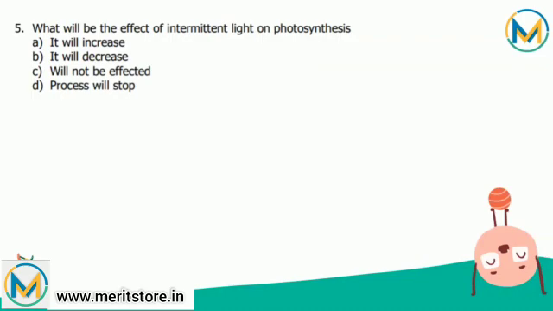But in discontinuous light, that is intermittent light, ATP and NADPH2 formed in light are fully consumed during dark reaction in the reduction of carbon dioxide to carbohydrate. So the rate of photosynthesis increases, and thus the correct answer is it will increase. So the correct answer is option A.